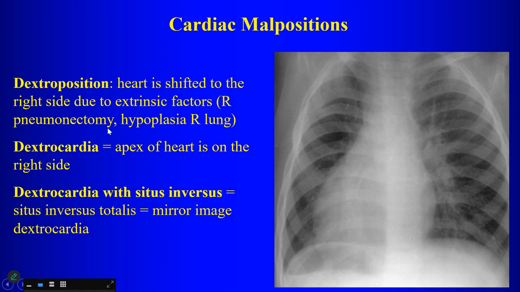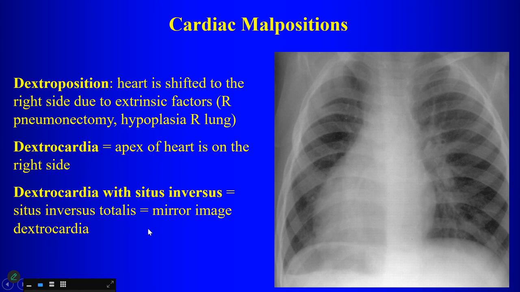Dextroposition is if the heart is shifted too far to the right side because of extrinsic factors. So if you have a right pneumonectomy, hypoplasia of the right lung, dextrocardia, if the apex of the heart is on the right side, dextrocardia with situs inversus is situs inversus totalis or mirror image dextrocardia.